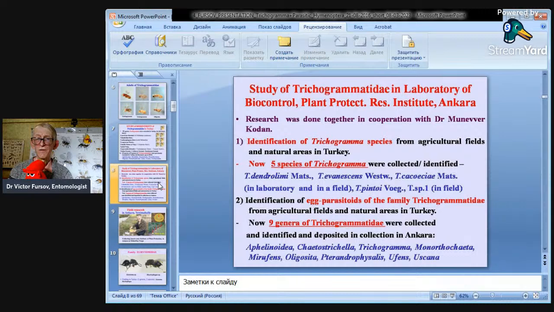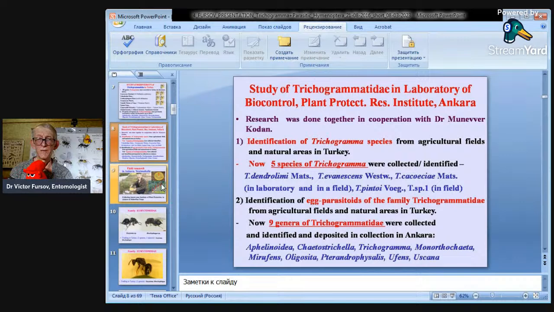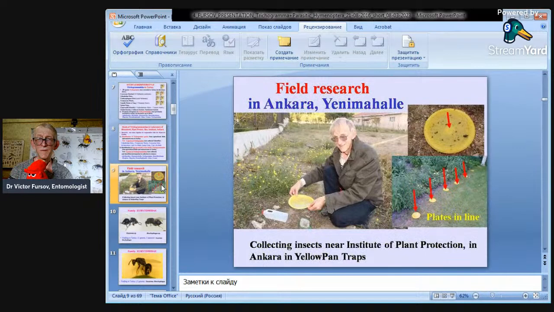Nine genera of Trichogrammatidae were collected, identified, and deposited in the collection, based on material collected in Ankara and some surrounding areas. Here, for instance, I'm collecting material with one of the methods. This is a method using yellow pan traps. We use yellow plates filled with salted water with shampoo, so some parasitoids flying around are attracted to the yellow light, fall into the water with shampoo, and are drawn inside. They were fixed in salt, then later cleaned in fresh water and deposited in 70% ethanol.